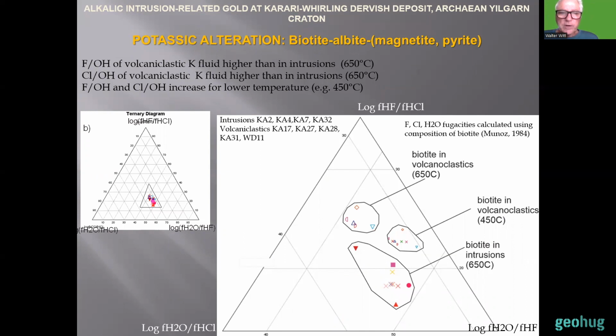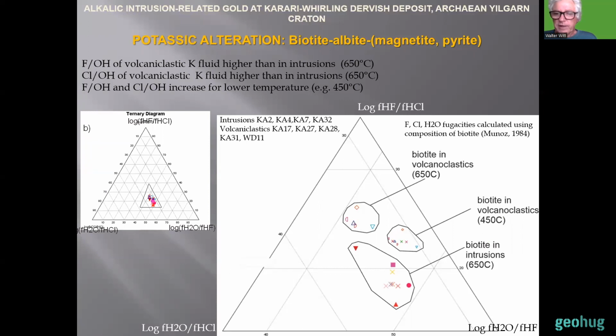And this shows that the biotite, both in the intrusions and the volcanoclastics, plot in a chlorine-rich, water-poor part of the triangle. And zooming in on that little triangle, we can see that the biotite in the intrusions is more water-rich, less chlorine-rich than the biotite in the volcanoclastic rocks. The biotite in the volcanoclastic rocks indicates a hydrothermal fluid with more fluorine and chlorine compared to water than is found in the intrusion-hosted biotite.